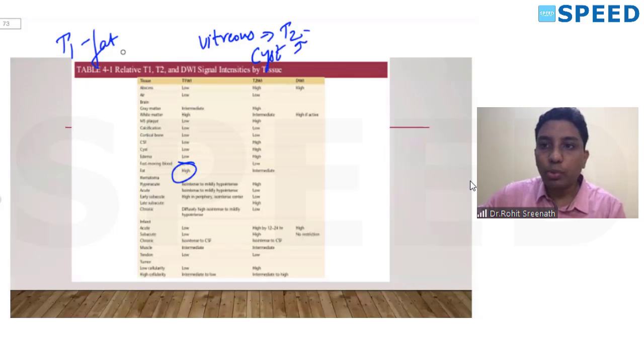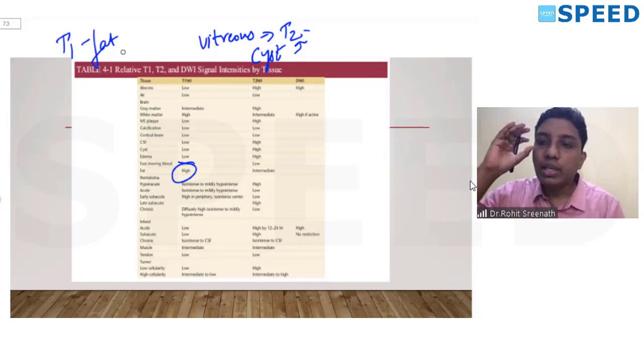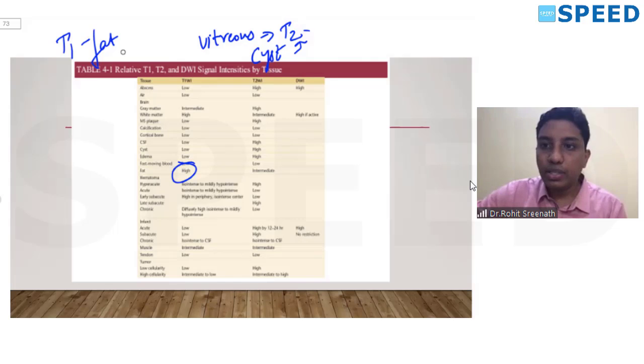From the ophthalmic point of view, remember that in T1 weighted images, the orbital fat is more prominent. In T2 weighted images, the vitreous is more prominent. The vitreous is more prominent in T2 weighted images, and in T1 weighted images, the fat is more prominent. This is very important, so this will help you identify what the pathology is.